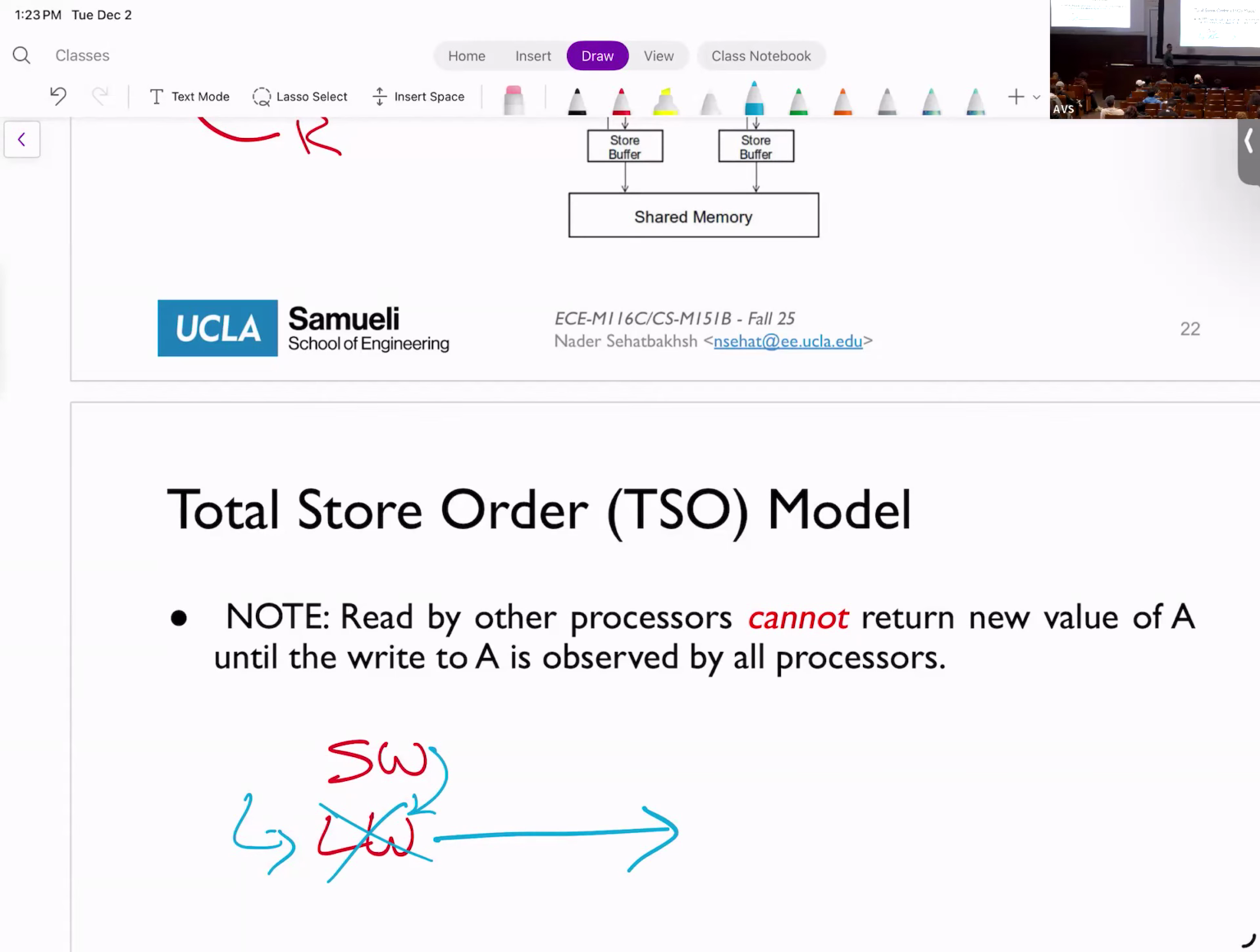Okay, yes. Yes, both of them. All of the cores will read the correct value. That's what you guarantee with TSO.